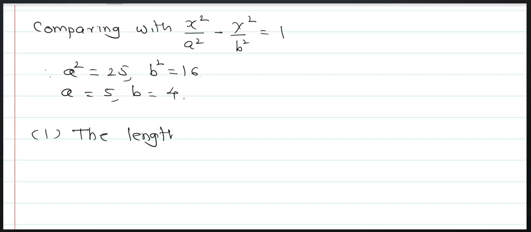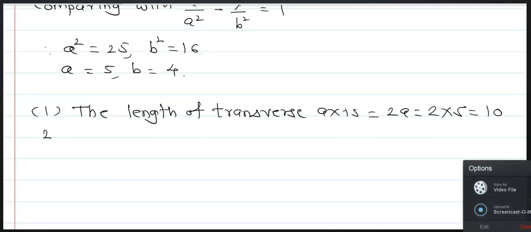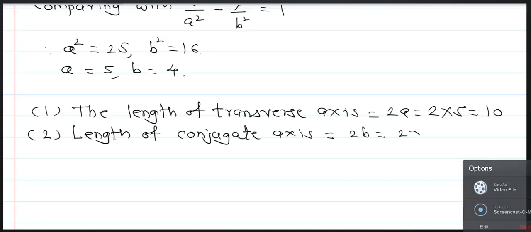Now the length of the transverse axis is 2a, 2 into 5, that is equal to 10. Length of the conjugate axis is 2b, 2 into 4, that is equal to 8.